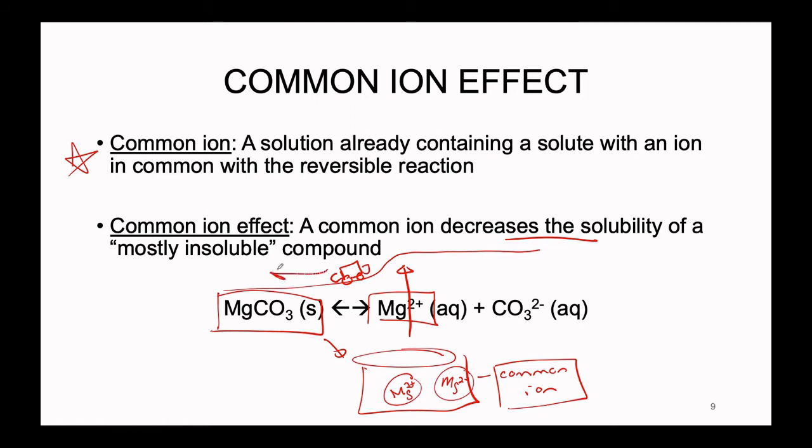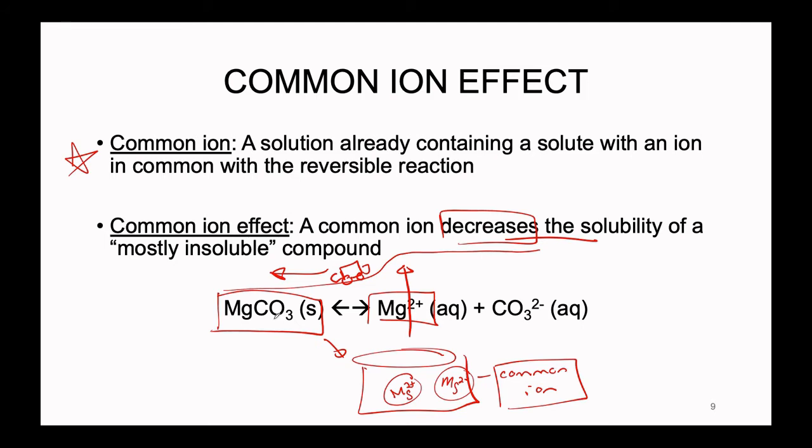This car is going to represent the shift in the reaction according to Le Chatelier's principle. If we increase the magnesium 2+ concentration, we predict that this reaction is going to shift back towards the magnesium carbonate in order to reaccommodate and reach equilibrium. Now, this exactly demonstrates what we just said. A common ion, in this case the magnesium 2+, is going to decrease the solubility, and the solubility decreases because the reaction shifts back towards creating more of this insoluble solid.